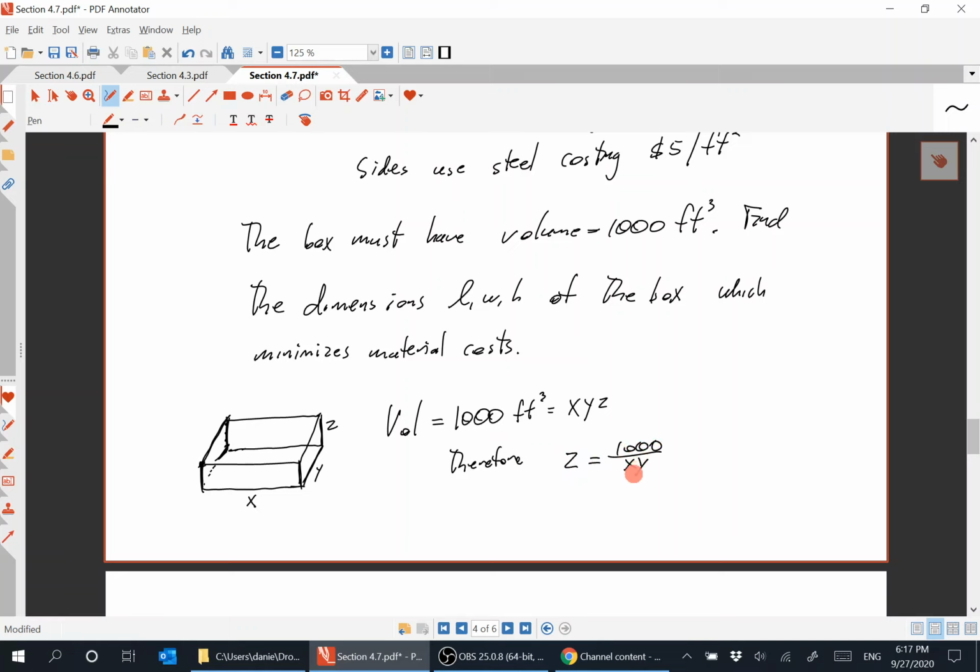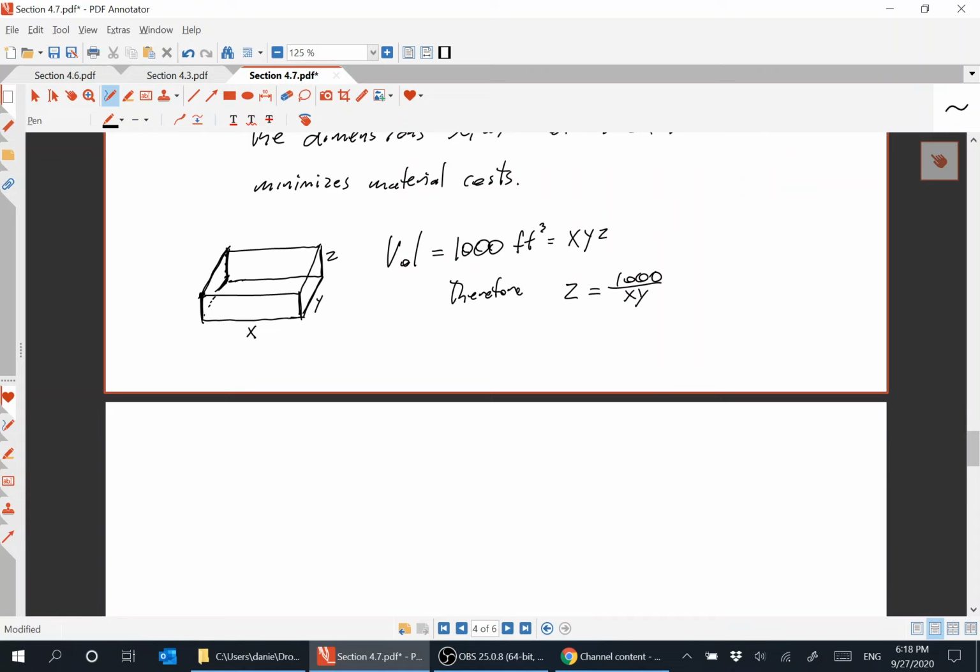Over x times y. All right. So our three variables now became two, because z can be written in terms of x and y. So now, what is the thing that we're trying to minimize? We're trying to minimize the surface area, essentially. Or sorry, the material cost.